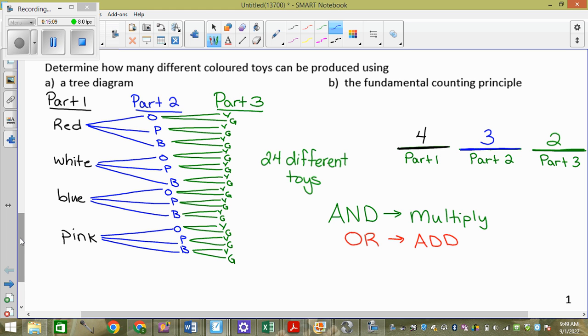I don't need part 1 or part 2 or part 3. That would mean that I could have part 1 and I'd have a toy, or I could have part 2, or I could have part 3 and I'd have a toy, which is not true. I need part 1 and part 3 and part 2.